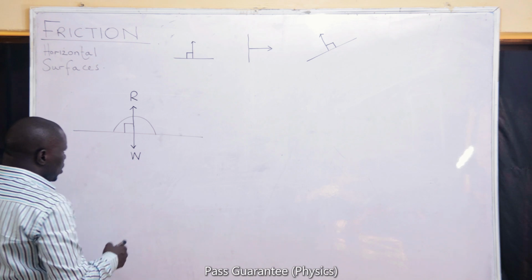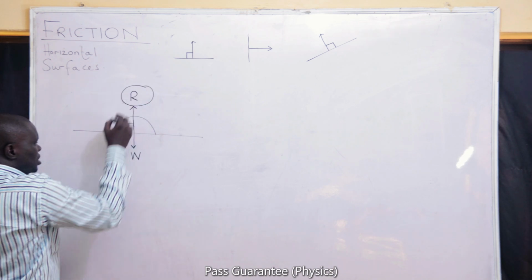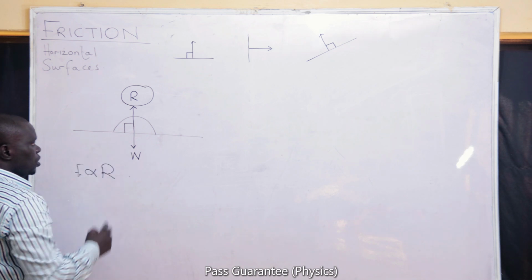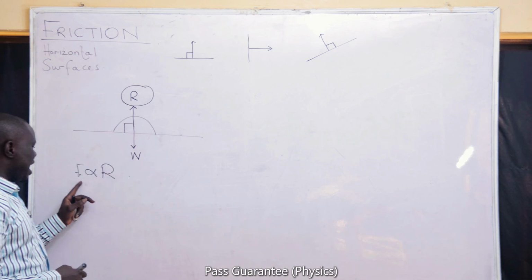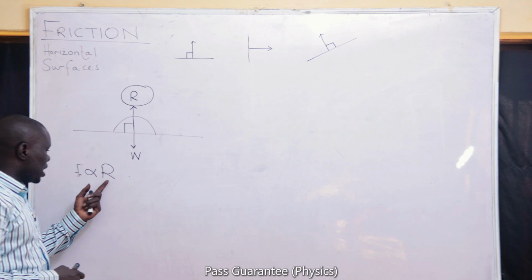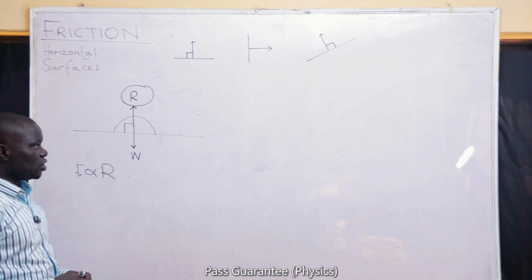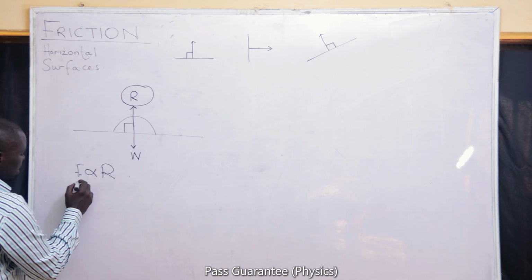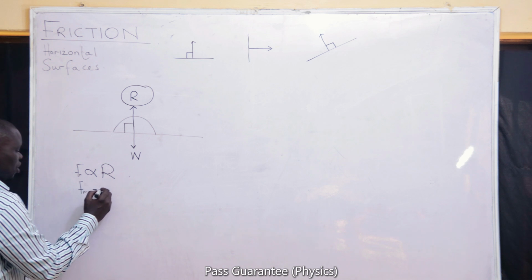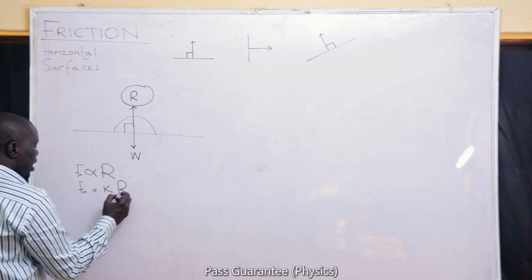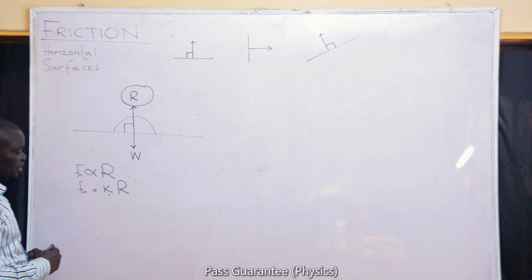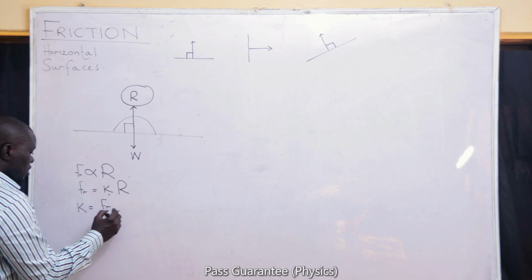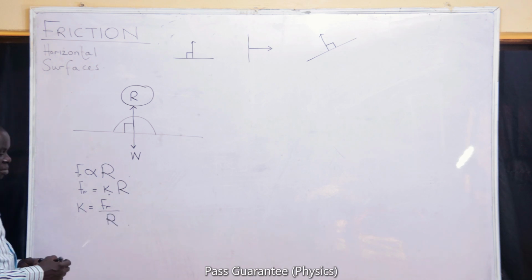Now, it is this normal reaction that we said the friction is directly proportional to. The higher the normal reaction, the higher the friction. The less the normal reaction, the less the friction. So if we have this type of situation, we will say that the maximum friction, therefore, is equal to KR. We introduce a K, which is the constant of proportionality for this equation. K must now be the friction divided by the normal reaction.